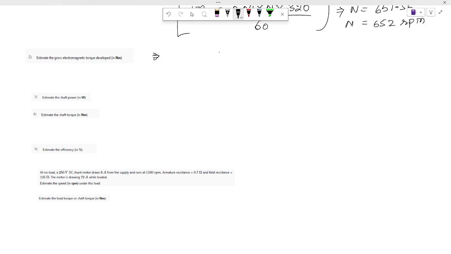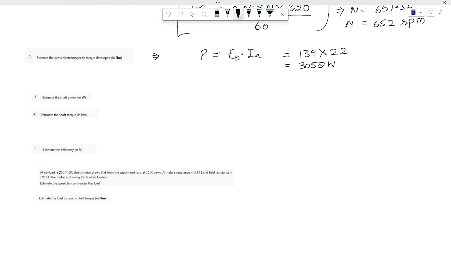So what is the total power produced from the armature? That is EB, back EMF, into armature current. Yes or no? Yes, sir. So EB is 139, your IA is 22 ampere. So what is the total power? 139 into 22, 3058 watt.